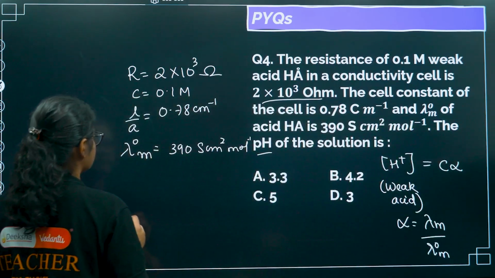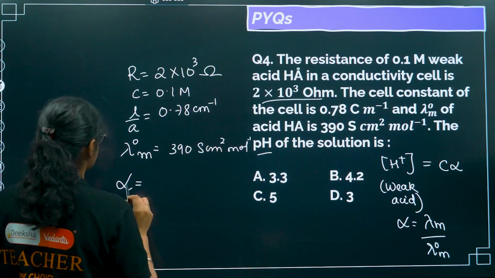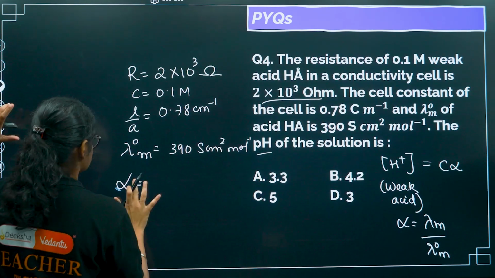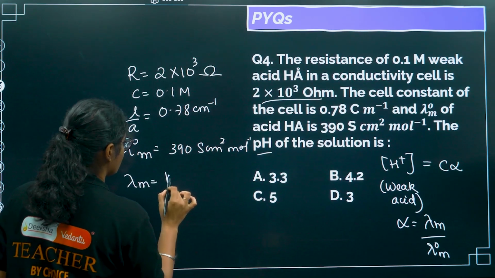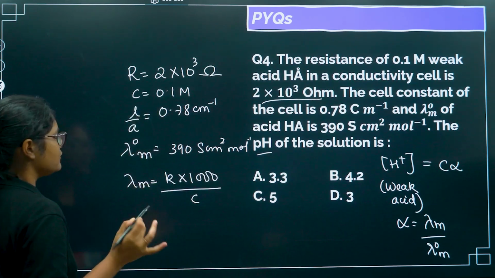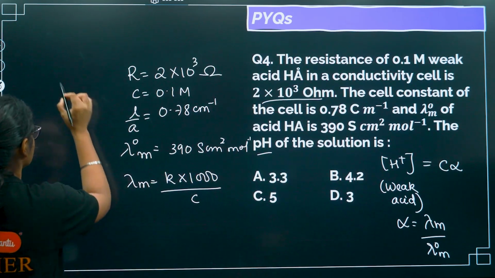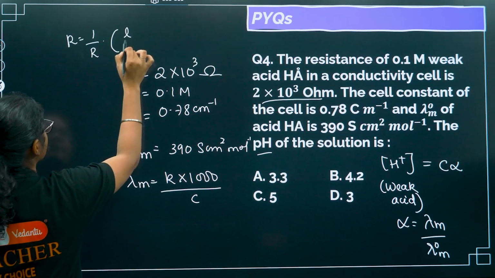Let us do this question now. Alpha is equal to, first we need to find lambda m, right? So let us calculate lambda m. What is the lambda m formula? Kappa into 1000 by C. Again, kappa value is not given. How to find kappa value? I know kappa is equal to 1 by R into L by A, right?